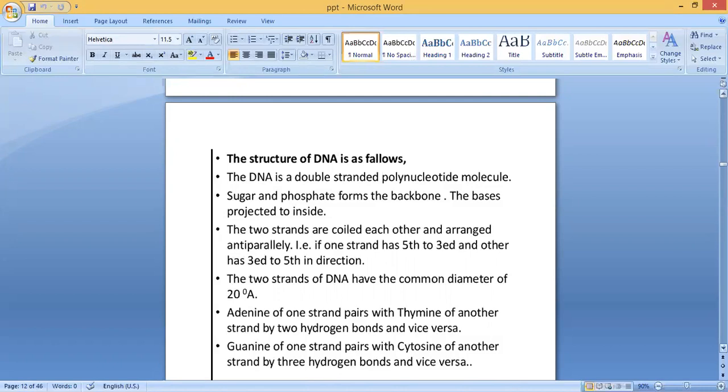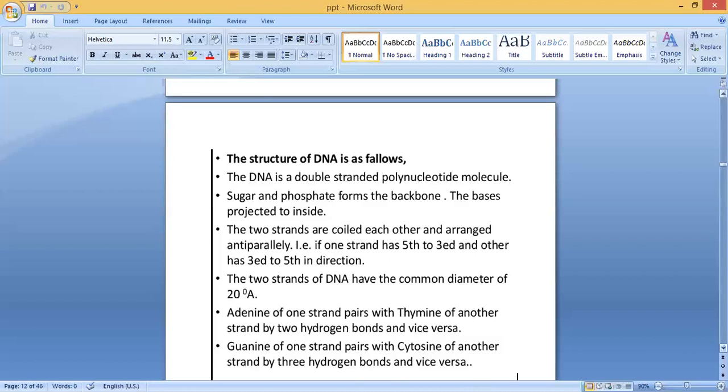The two strands are coiled around each other and arranged anti-parallelly. That is, if one strand has 5' to 3', the other has 3' to 5' in direction. We learned how the bonding is in the previous section. So how is it arranged? One strand has 5' to 3' and the other has 3' to 5' in direction. The two strands of DNA have a common diameter of 20 angstrom.